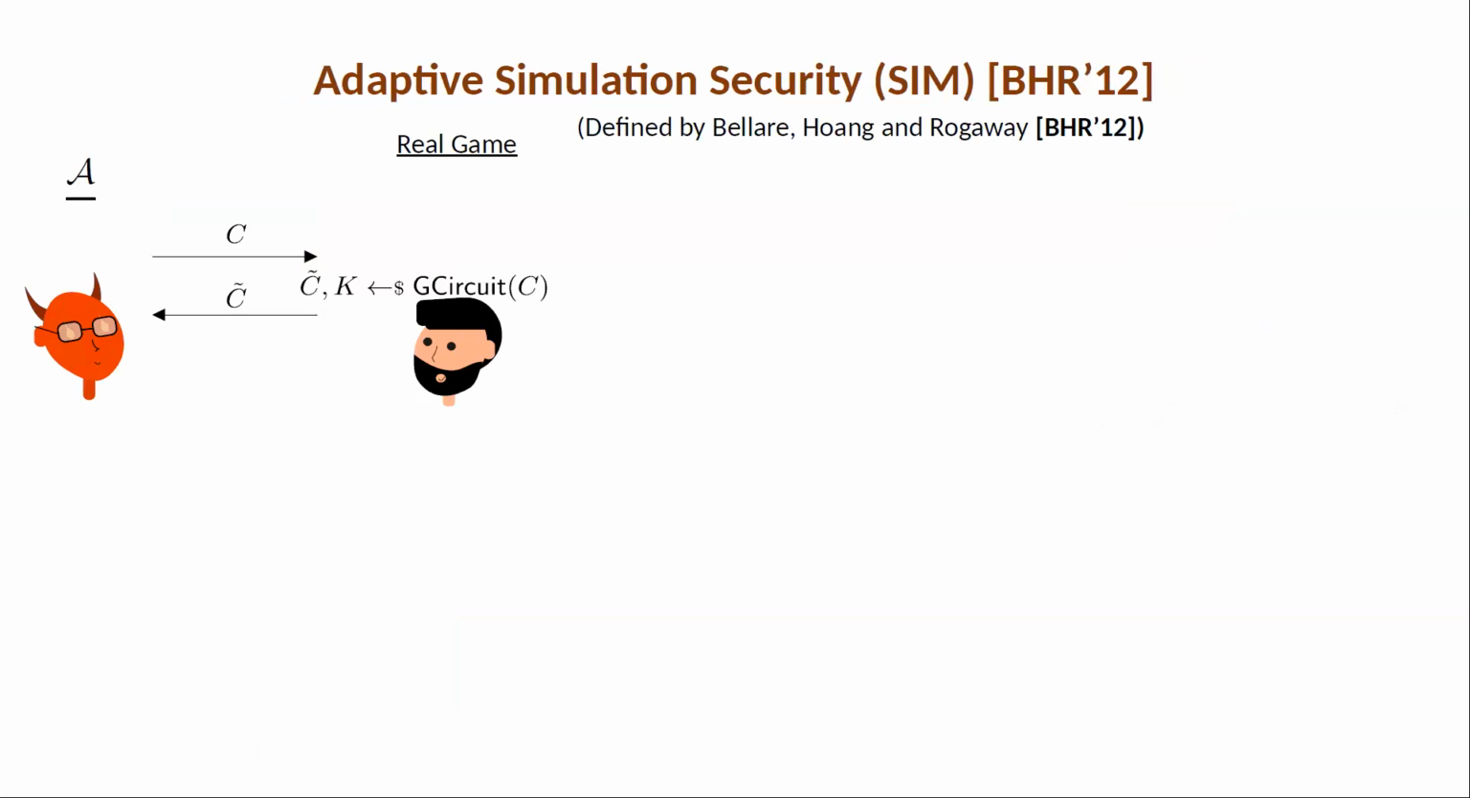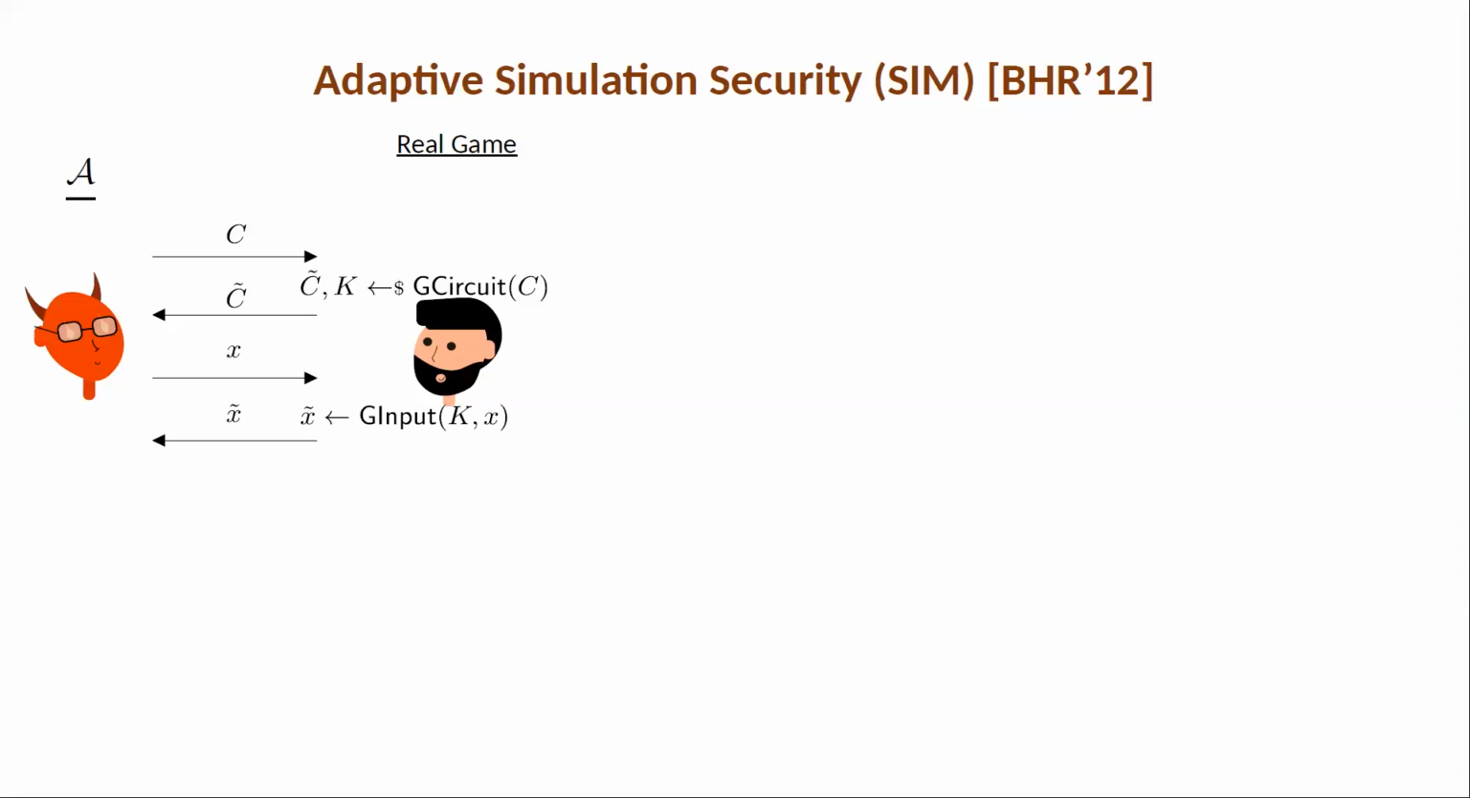Now, one might ask the question, how do you define the security of an adaptive garbling scheme? And one natural notion, which was first introduced by Bellare, Hoang, and Rogaway, is the adaptive simulation security notion. This notion says that you allow the adversary to first pick the circuit, the entire circuit, unlike what we saw in the protocol. And then the adversary adaptively chooses the input and gets the garbled input from that. This is called the honest garbling.